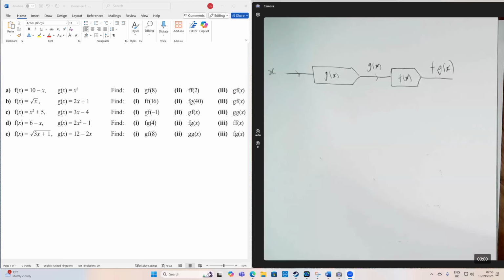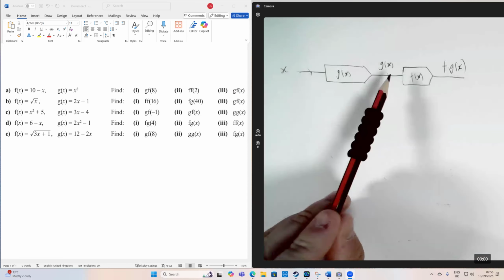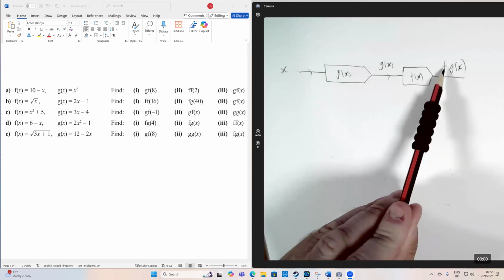This is our composite function. So x goes into g of x comes out, and then g of x goes in turn into f of x, so that what comes out is f of g of x.